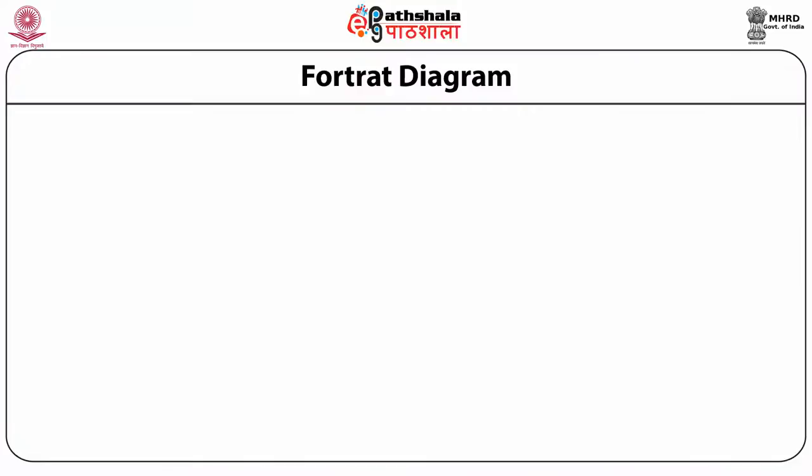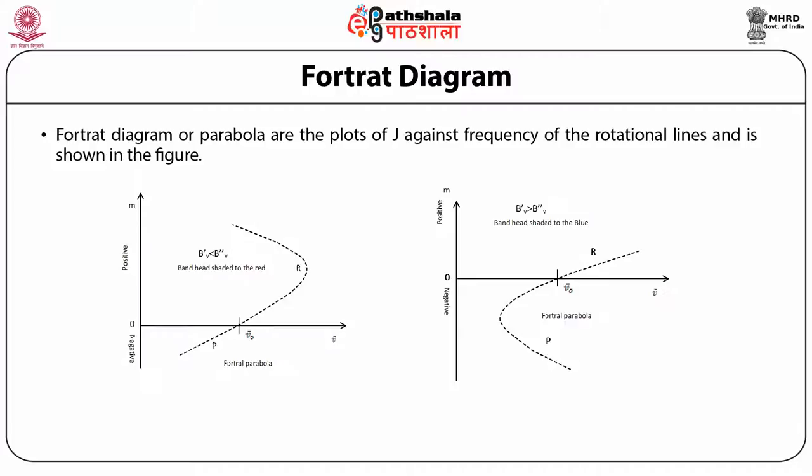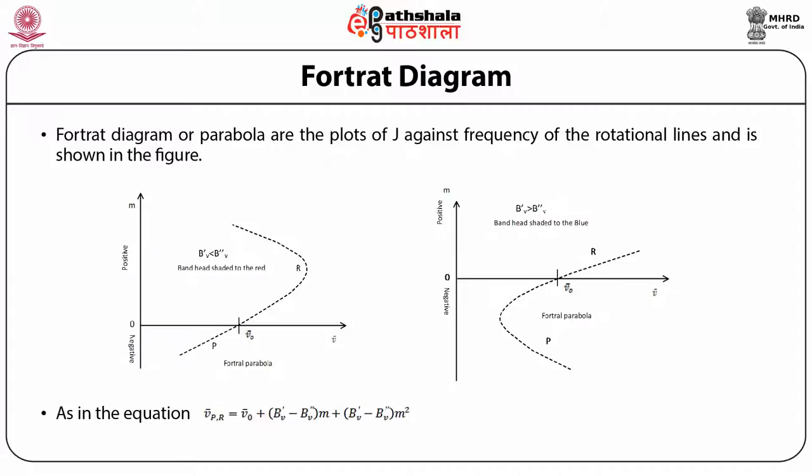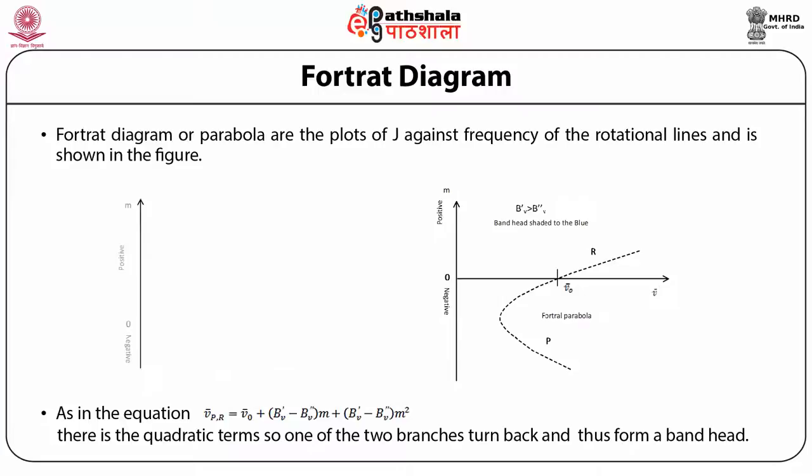Folded diagram. Folded diagram or parabola are the plots of J against frequency of the rotation lines, and it has been shown in the figure, because we have the equation for P and R branches where we had written ν_PR equal to ν₀ plus (B′ν − B″ν) M plus (B′ν − B″ν) M². So as you see, there is a quadratic term, so one of the two branches turns back and thus forms a band head. The folded parabola has been shown in the figure.